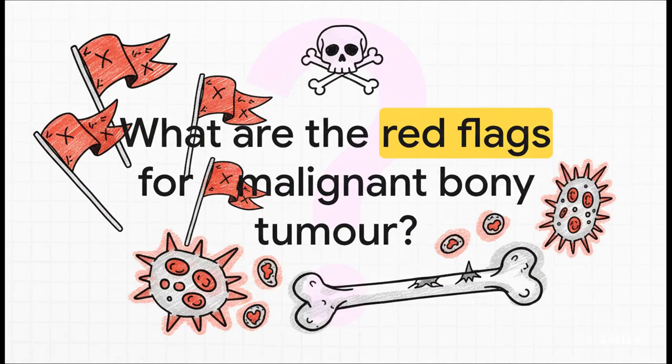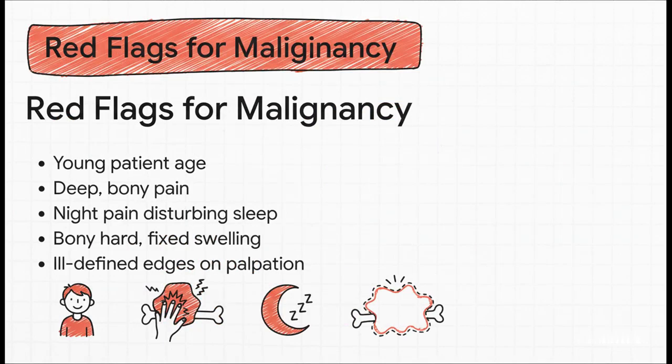All right, now for a red flag question. This is all about patient safety. The examiner has to be sure that you can spot a condition that could be life-threatening. So what were those features from case 4 that point towards a malignancy? Your answer here should just be a clear, concise list of these red flags. You want to mention the young age of the patient, that deep, nagging bony pain, and specifically the night pain that wakes them up. Then on examination, you'd mention the bony hard feel, the fact that it feels fixed to the bone underneath, and those ill-defined edges. You absolutely have to memorize this list.